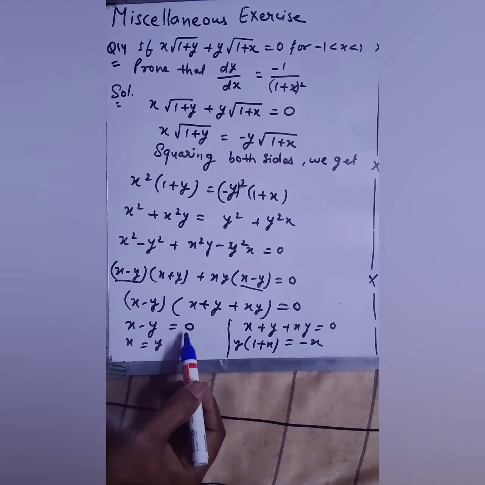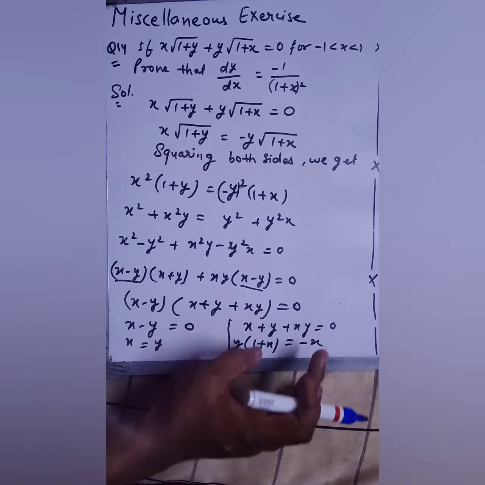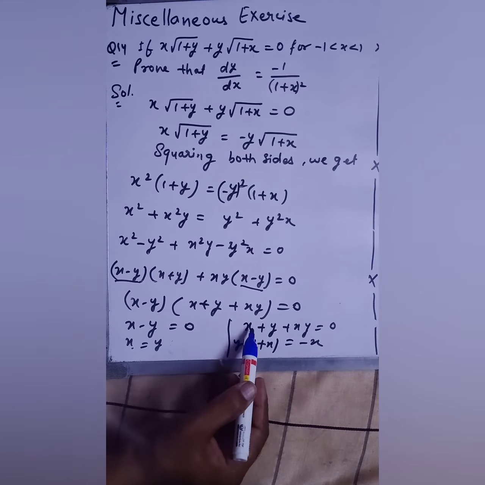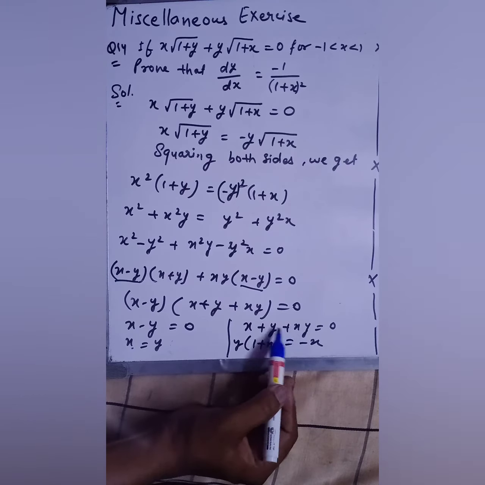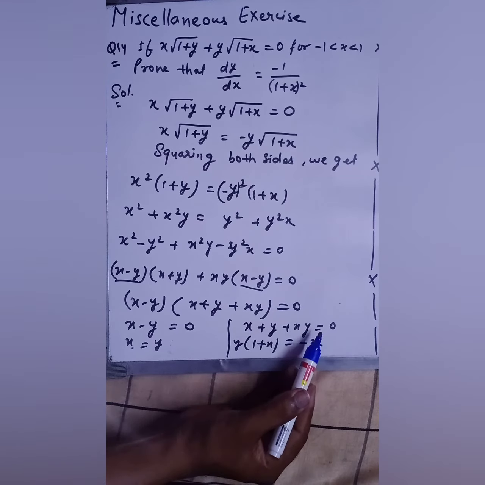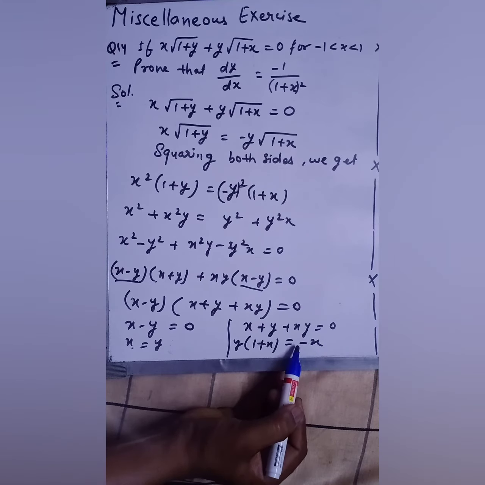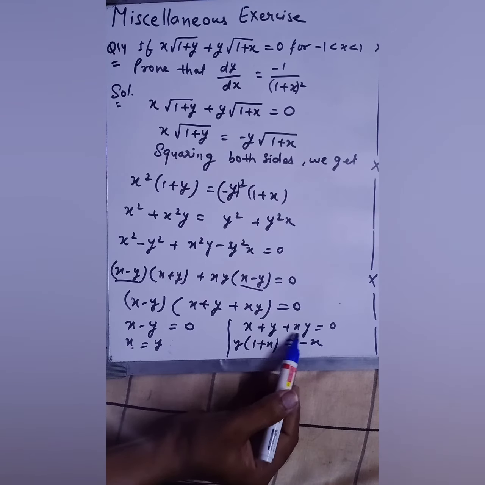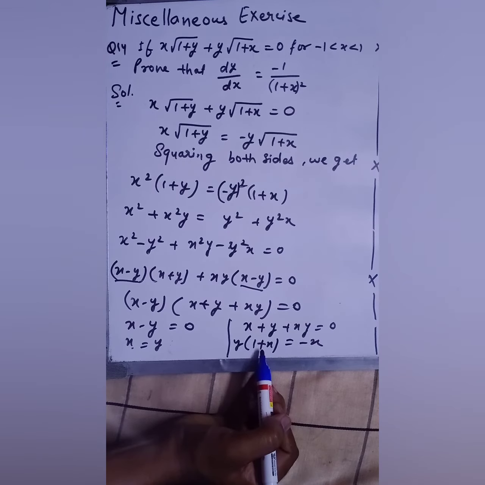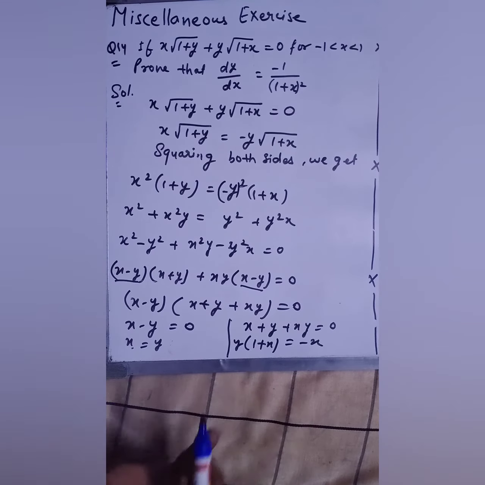Now x minus y equals 0, and this term equals 0, you have to put here. You will get x equals y, and here you are taking y common from these two terms, and this x will shift to the right hand side. That will give you minus x, and here you will take y as common. You will get (1+x). Got it?